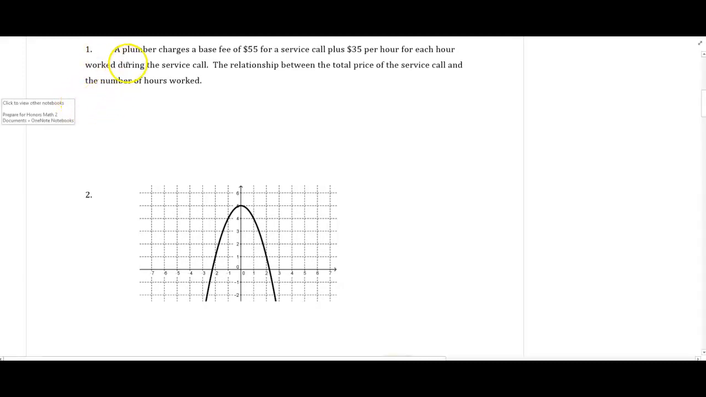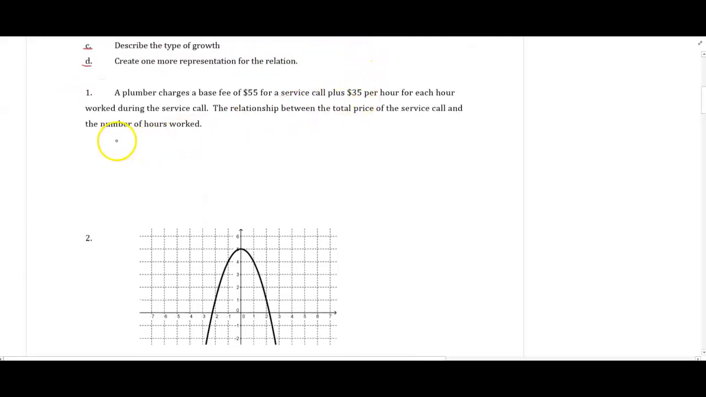So number 1, a plumber charges a base fee of $55 for a service call plus $35 per hour for each hour worked during the service call. The relationship between the total price of the service call and the number of hours worked. So right away when we look at this, if we start with 55, 0 hours worked would be $55 just for showing up.